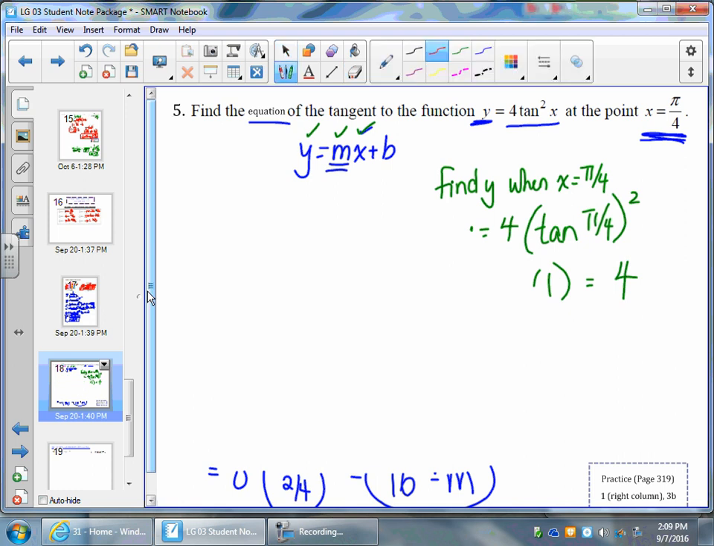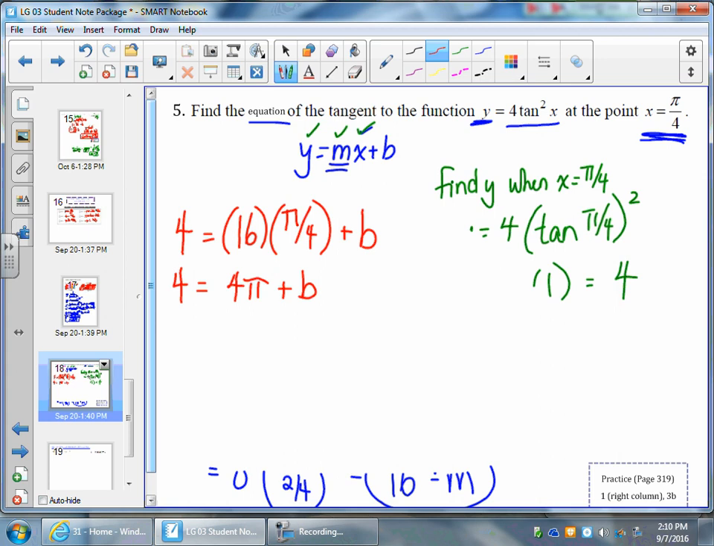So let's plug it all in. Our y we said is equal to 4. Our slope was equal to 16. X was equal to pi over 4. And b is what we're solving for. Now we can simplify. 4 equals, well, 16 pi over 4 is just going to simplify to 4 pi plus b. And remember here, we can just simply subtract our 4 pi from both sides, and that's going to be equal to our b value. You don't need to simplify it. In fact, you can't. So we're going to leave it just like that.